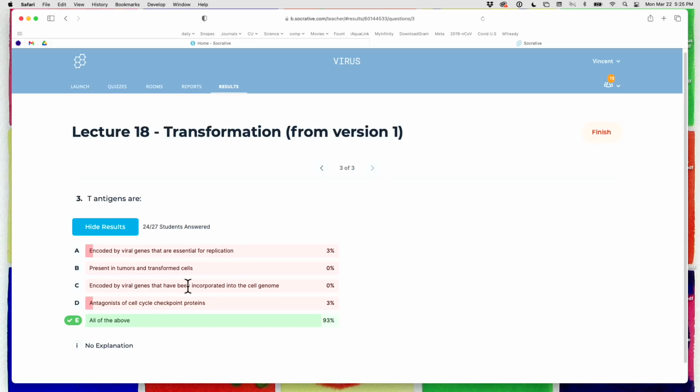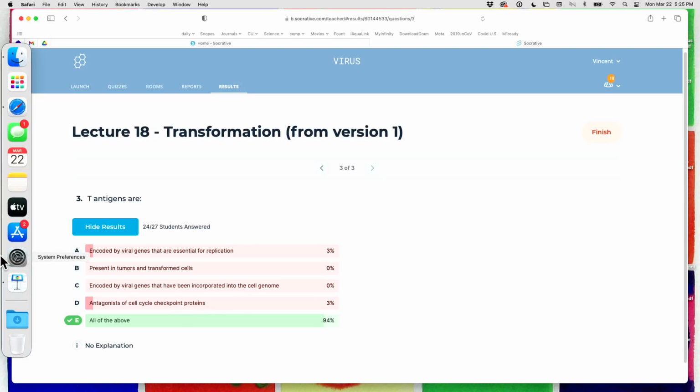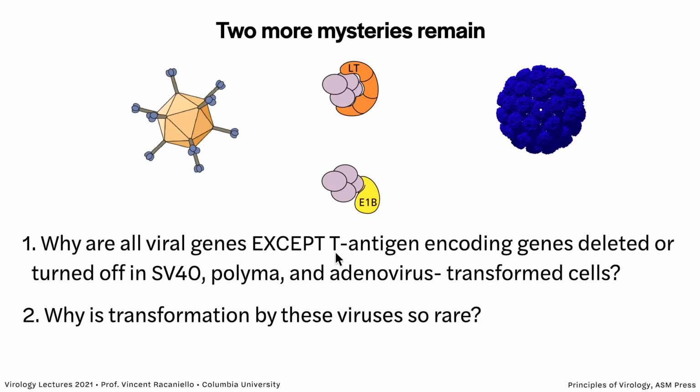They're encoded by genes that have been incorporated. Remember, they're the only viral genes that are incorporated into this cell of transformed cells and tumors. And they're cell cycle checkpoint antagonists. Why are all viral genes gone except for the T antigens? What's the purpose of that? And why is transformation so rare?